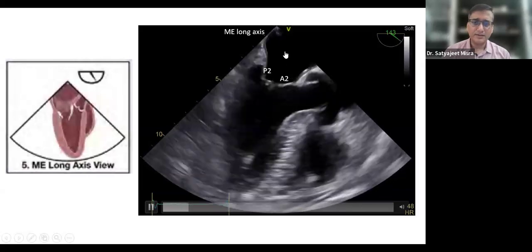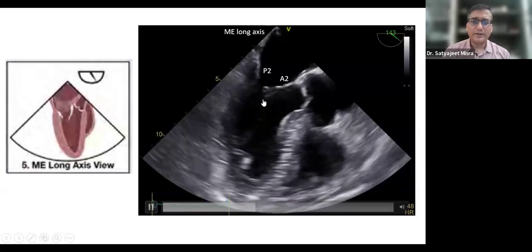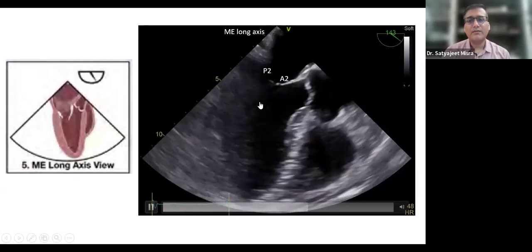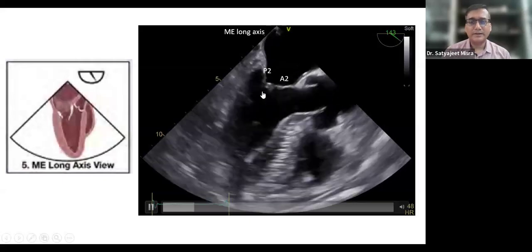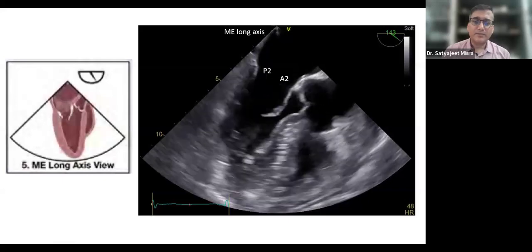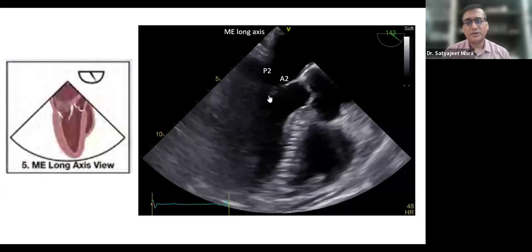And this is an excellent view that is well aligned with the Doppler. So you can use it for interrogating the hemodynamics across the mitral valve, as well as for many other things like measuring the tenting area, the tenting height in cases of ischemic MR, as well as for measuring the C-sep distance for SAM prediction, and so on and so forth.